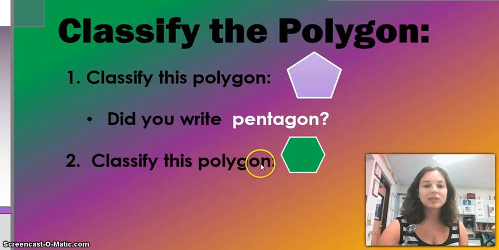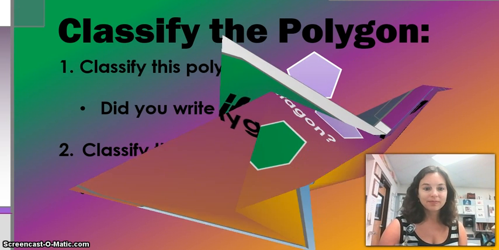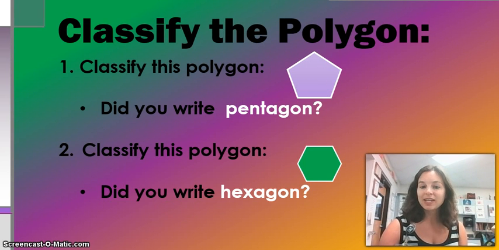All right, now we want to classify this shape right here. Go ahead and pause this video. And when you think you have an answer, turn it back on. All right, this polygon has 1, 2, 3, 4, 5, 6 sides. So it is a hexagon. Did you say hexagon? If so, you give yourself a pat on the back. If not, make your corrections and let's move on.